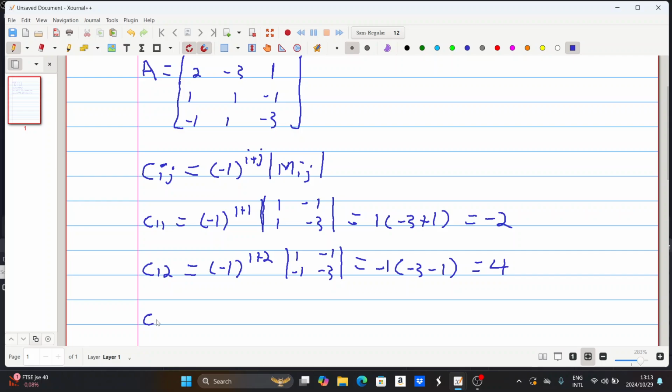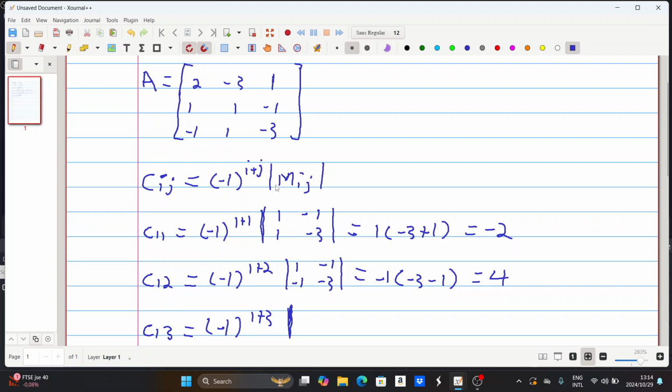And then C13. After this video, you'll understand how to find the cofactor of a matrix, because we're going to find all of the cofactors. C13 is going to be -1 to the power of 1 plus 3. I made a video of this because it used to give me a challenge, but now I'm teaching it so that others can learn as well.